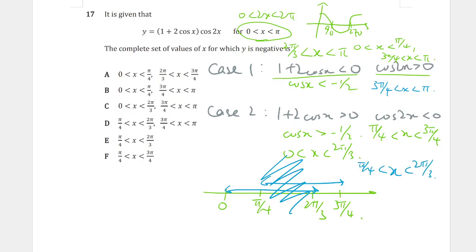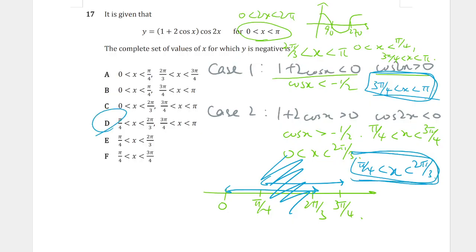Good. So both case 1 and case 2 give me y is negative. So I just take the union of these two intervals that I've found, this one from case 1 and this one from case 2. So the union of those is D.